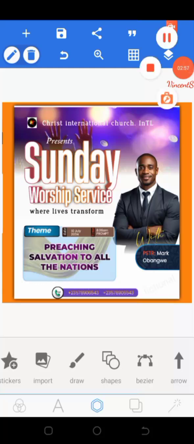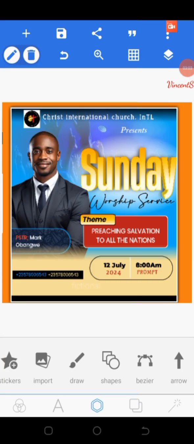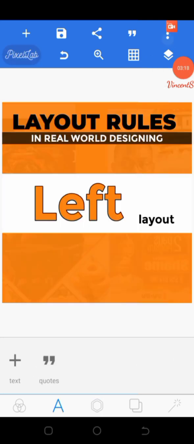So the next one will be the left layout law. Okay, so you can see that some changes have been made. This time around, the person is on the left side, okay? The person is on the left side. So what is this layout law? Okay, so this is a left layout, okay? This one, the second one, is the left layout law, okay?